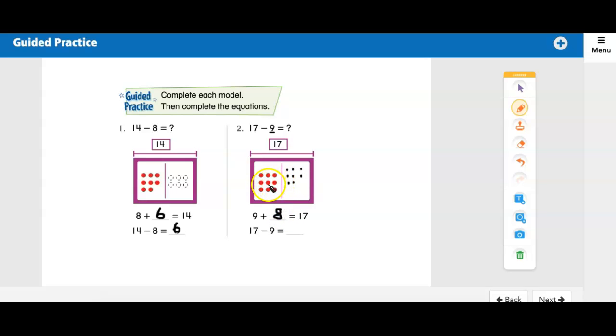We said 9 plus 8 is equal to 17. So that means that 17 minus 9 would equal what number? Remember that your missing parts will be the same number. So if 9 plus 8 is equal to 17, that means 17 minus 9 will equal 8.